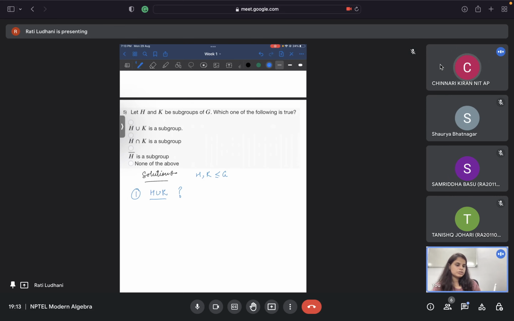So you can give an example then, right? Give me an example where H union K is not a subgroup. If you are going for the wrong option, then give an example. You said it right, H union K is a subgroup if HK is equal to KH. But here that is not the condition. So give me an example.